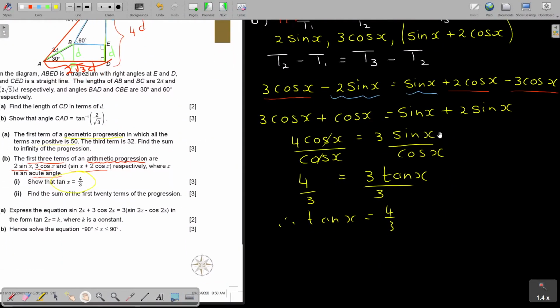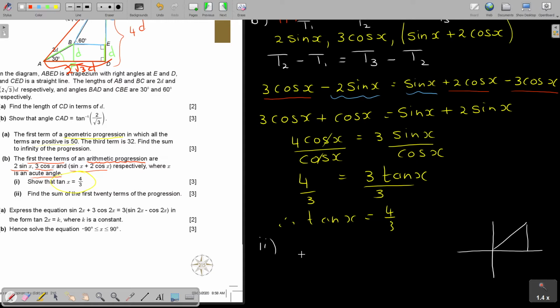I'm going to go on to the second one. Find the sum of the first 20 terms. Now, before you do that, you first have to determine x, the answer. Now, remember they said it was an acute angle. So first, before you go on, if it's acute, it means it's here. So get that angle, get x.